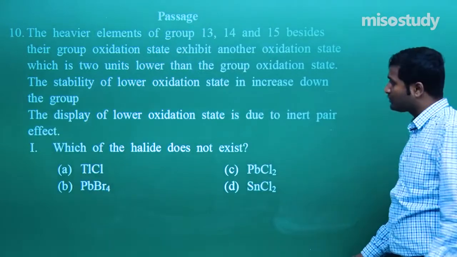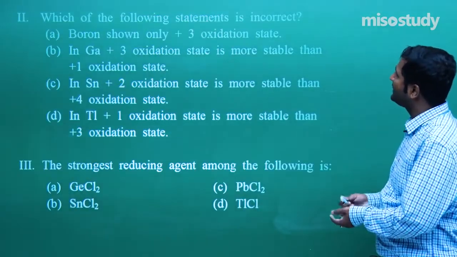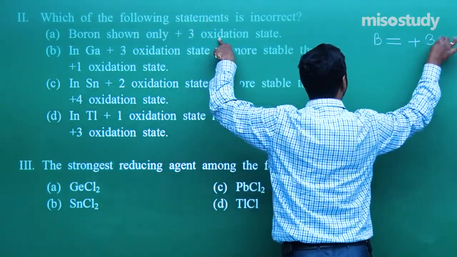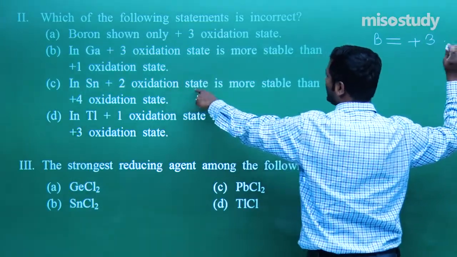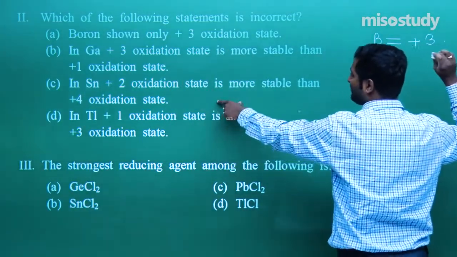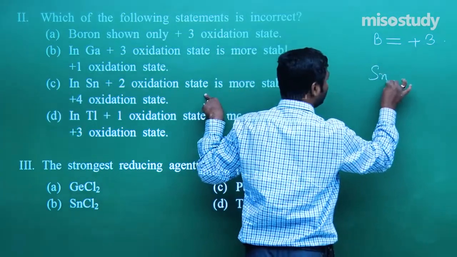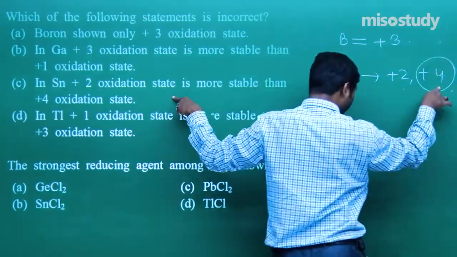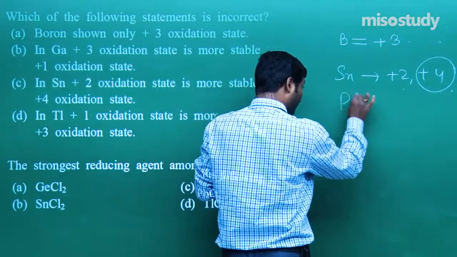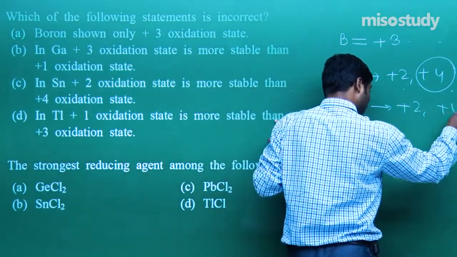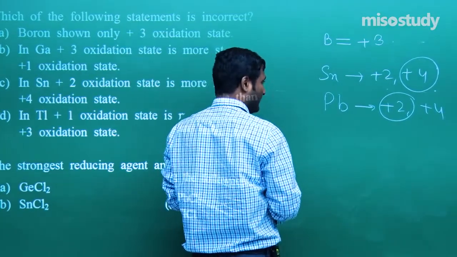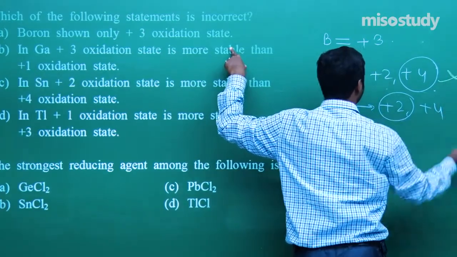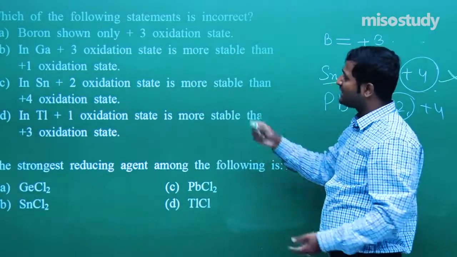Now next question is, which of the following statements is incorrect? Boron shows +3, as I told you; boron's +3 is higher, and for gallium the +3 oxidation state is more stable. Yes, definitely. For Sn there are +2 and +4 oxidation states, and in the case of Sn the +4 oxidation state is more stable, but for Pb both +2 and +4 are possible, but the +2 oxidation state is more stable. Clear to you? For Sn, what I am telling is that +4 is more stable than +2. So this statement is incorrect.